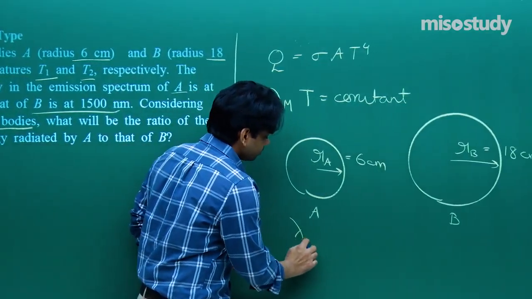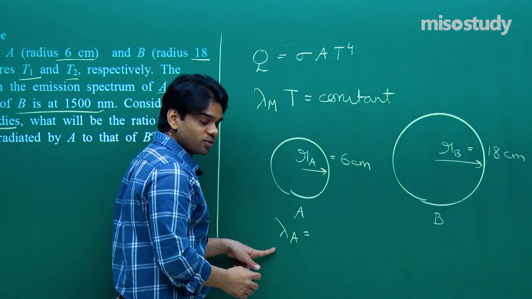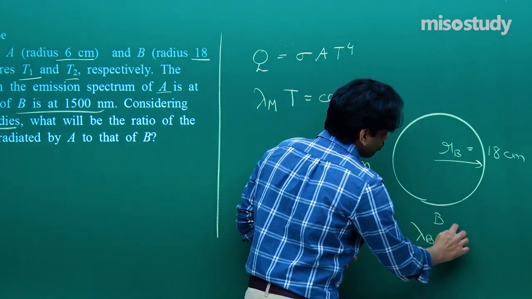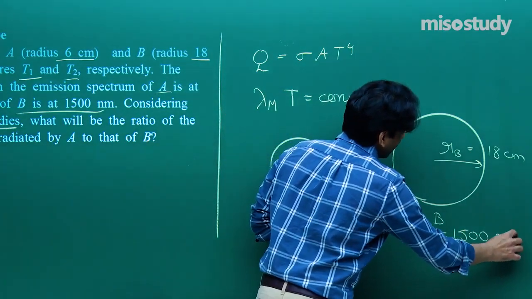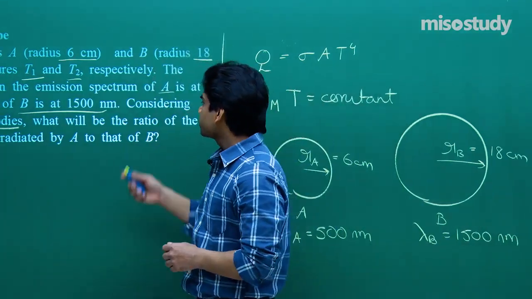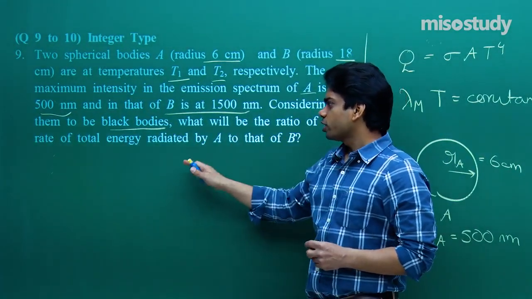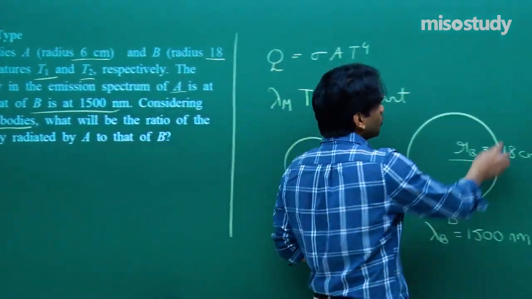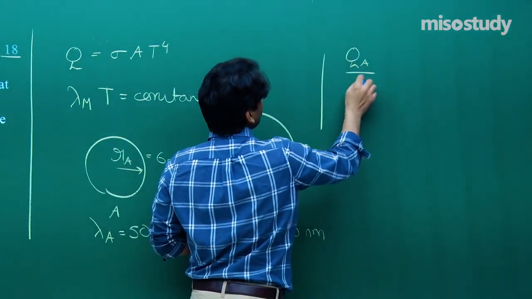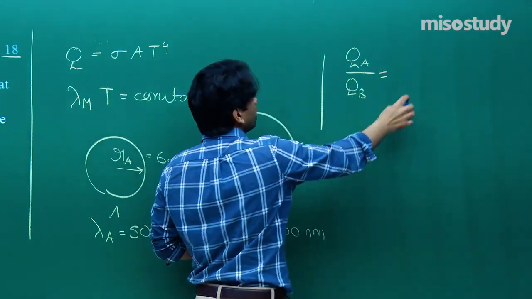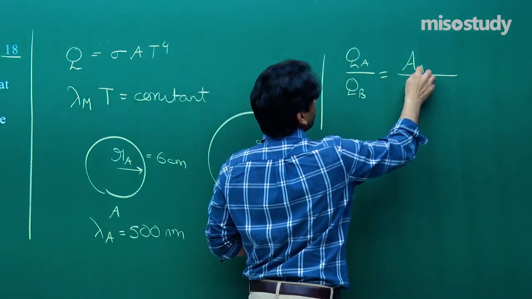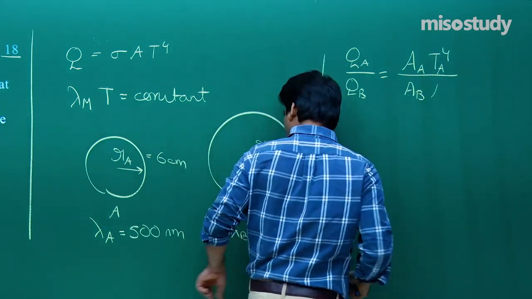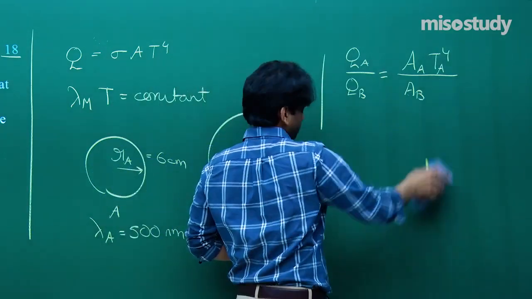Let me write down. Here I am writing the lambda at the maximum intensity, that is 500 nanometer for A, and for lambda B it's 1500 nanometer. That is what has been provided. Next, consider black bodies: what is the ratio of the rate of total energy radiated by A to that of B? That will be QA by QB, and that will come out to be area for A, T to the power 4 of A, and area for B, TB to the power 4.